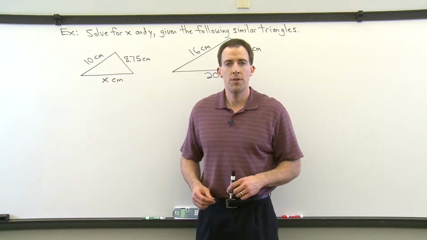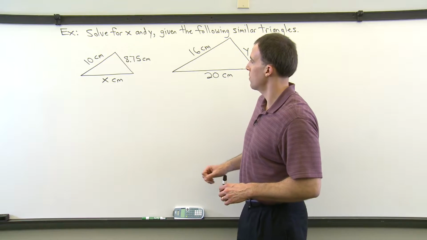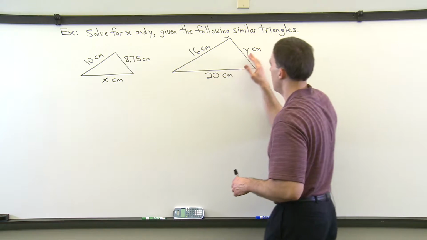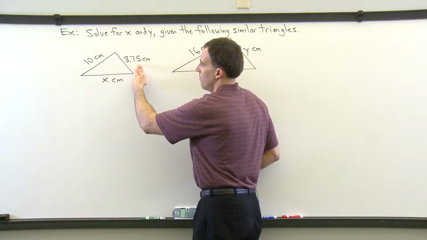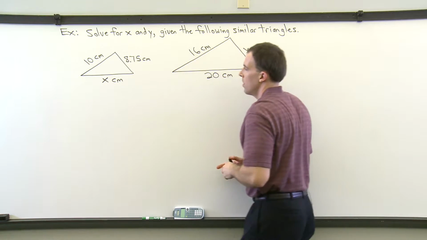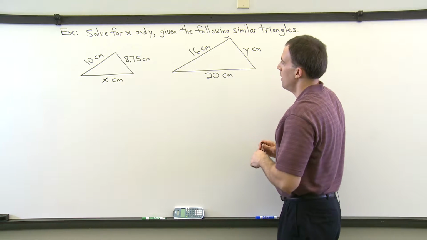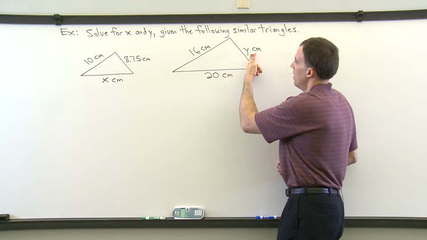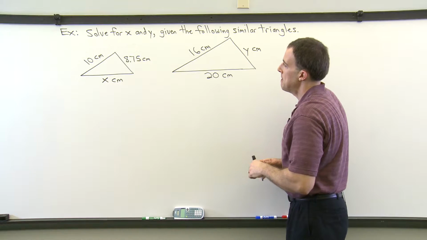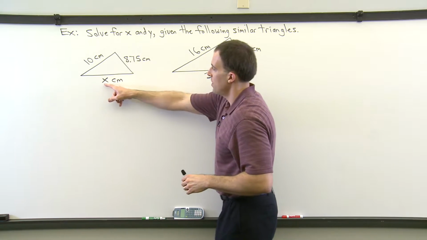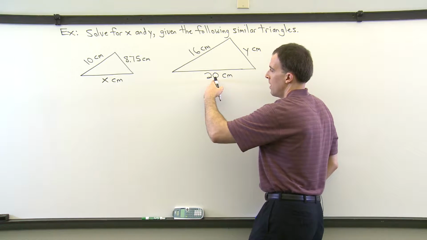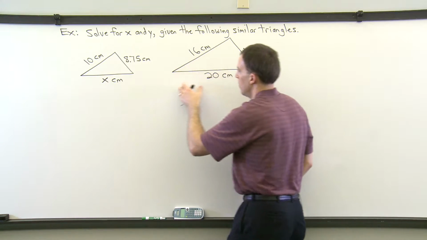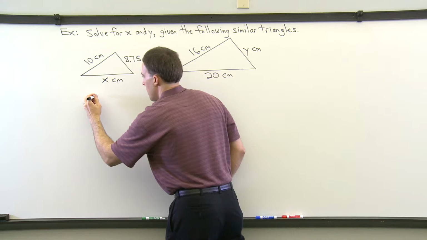In this example, we're given two similar triangles, and we're asked to solve for the sides X and Y. So one of our triangles has sides 10 centimeters, 8.75 centimeters, and X centimeters. The triangle that's similar to it has sides 16 centimeters, Y centimeters, and 20 centimeters. So first of all, to solve for side X here, side X corresponds with the side that's 20 in the other triangle. The base of the first triangle is corresponding with the base of the other triangle.